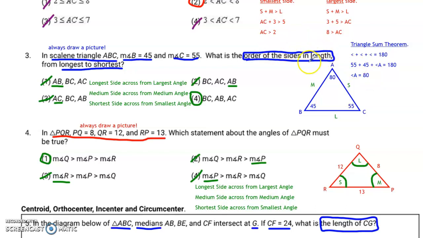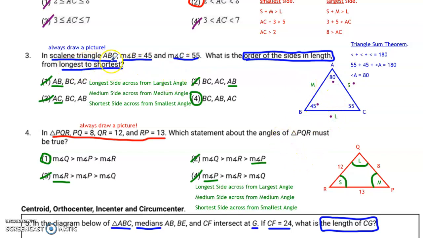What's the order of sides and length from longest to shortest? Well, I know that the longest side is always going to be across from the largest angle. The medium side is always going to be across from the medium angle, and the shortest side of a triangle is always across from the smallest angle. So I know that this happens to be the smallest angle, 45 degrees. That means it's across from the smallest side. This one is the largest angle, 80. That's always going to be across from the longest side. I can figure it out from there.